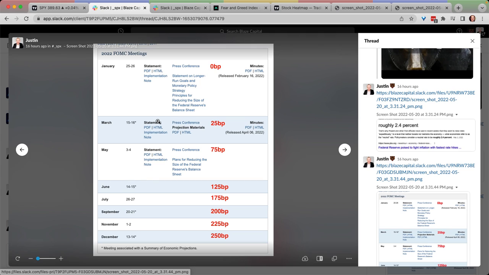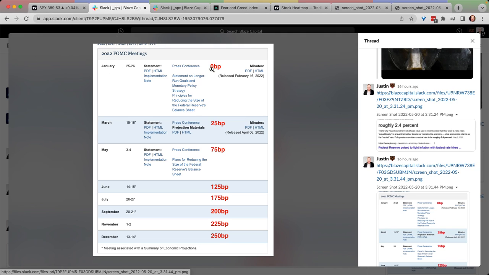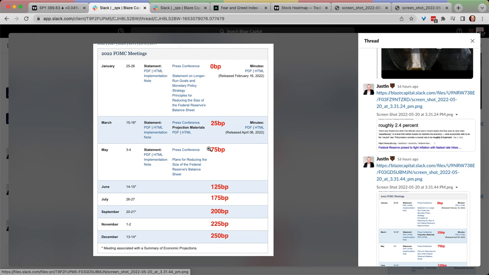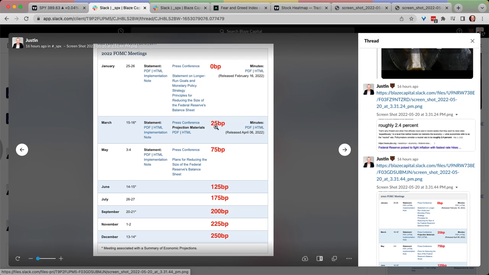This is the FOMC meeting calendar. So we started the year off in January at 0 basis points, which means ZIRP, zero interest rate policy. Then we got our first rate hike in March, if you remember, right? That happened here with 25 basis points. It went from 0 to 25. And then in May, we raised by an additional 50, which means that now we are at 75 basis points or 0.75. So basis points just means below the decimal point. So 25 basis points means 0.25%.